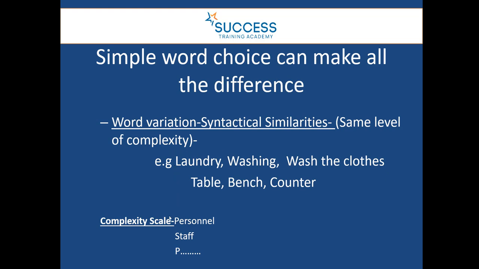Now, we can also have a complexity scale, with more abstract, more specific or more complex ways to think about it, and more simplified ways. Here's an example. Personnel is obviously more complex than staff, and staff is obviously more complex than people. So you need to be able to go up and down in levels of complexity and also sideways as well.